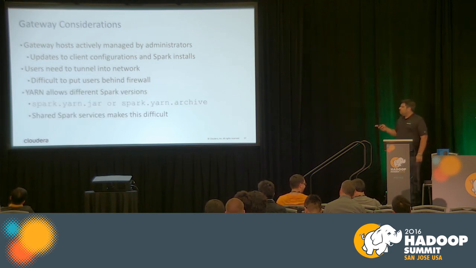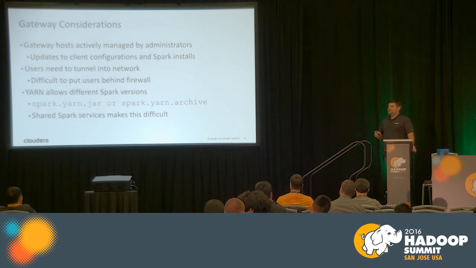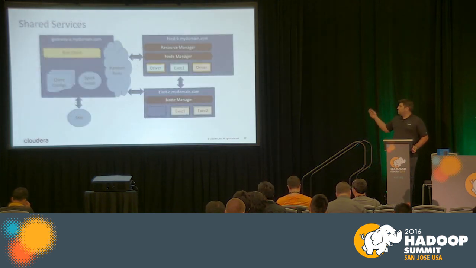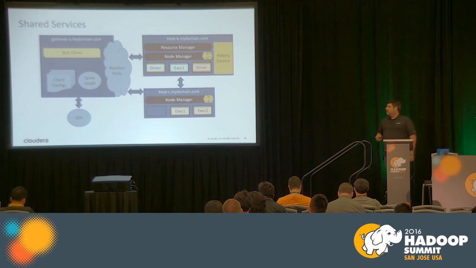Yarn does allow different versions, and this is where I was saying that you don't necessarily need a Spark installation. Yarn does allow different versions of Spark to run at the same time, but Spark doesn't deal well with different versions if you have some shared services, and practically you do. In our little diagram here, what's missing is a history service, and if you're using dynamic allocation, that's messed up.